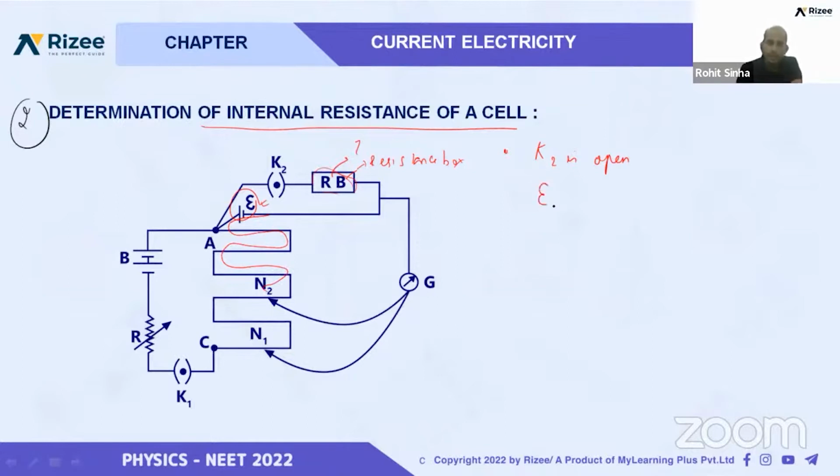We will get E is equal to phi into, let us suppose, L1. See, L1 is the length when K2 is open. Now K2 is closed. What will happen? Current will flow through this path, and suppose here we get another null point. Current will flow through this resistance box also and through this cell also.